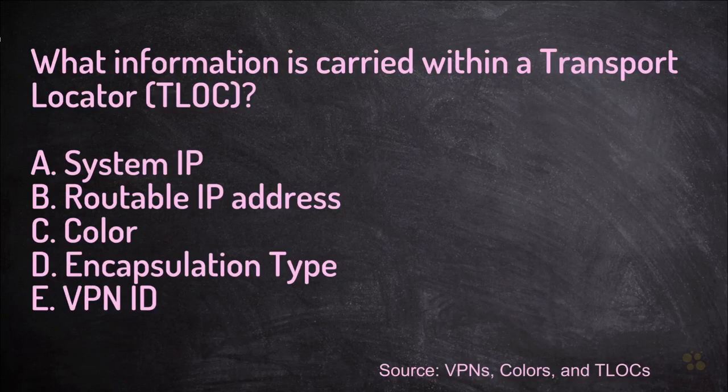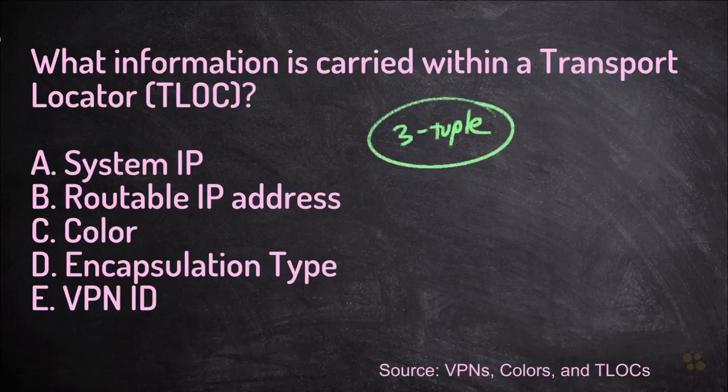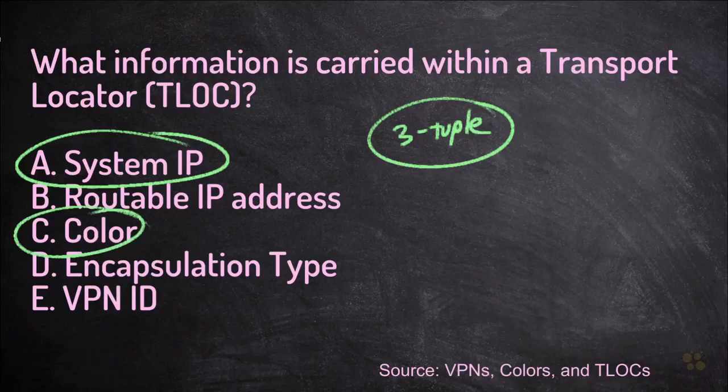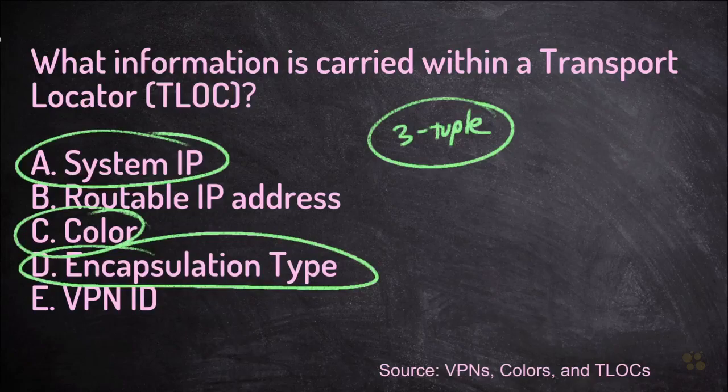And last question, what information is carried within a transport locator, or a TLOC? Remember, a TLOC is essentially a three-tuple of information. We can't even equate a TLOC to a physical or logical IP address on a device. Instead, we're going to use the TLOCs as a connection point, and then we're going to leverage OMP to tell us how to get to that connection point. So as a descriptor of a connection point, we're going to use this three-tuple of information, and that three-tuple of information consists of A, the system IP address, C, the color, which would describe our WAN circuit, and D, the encapsulation type, IPsec or GRE.